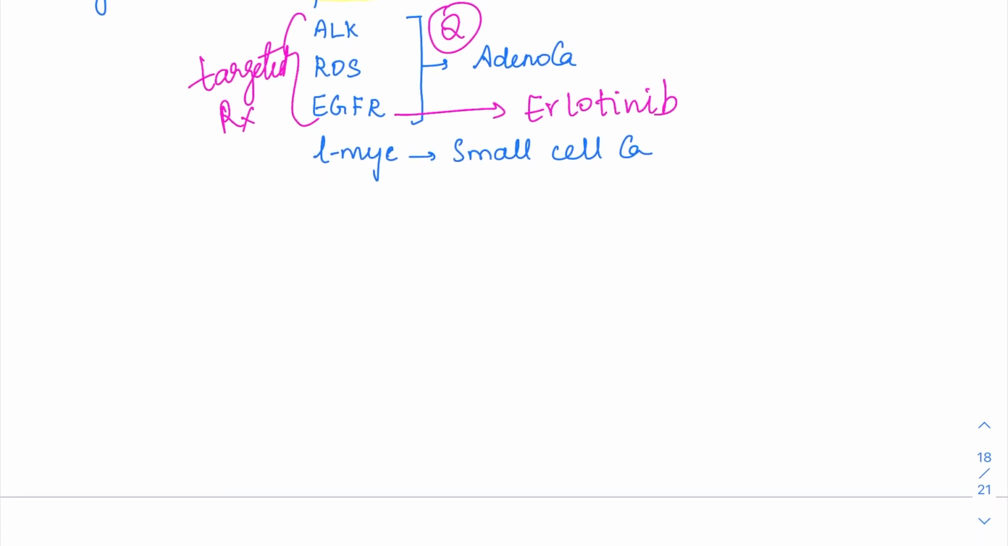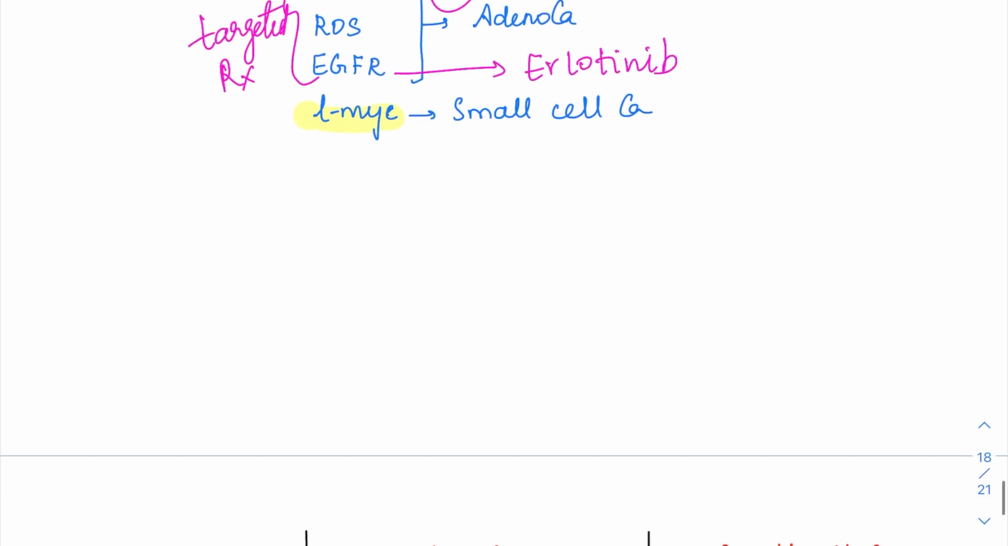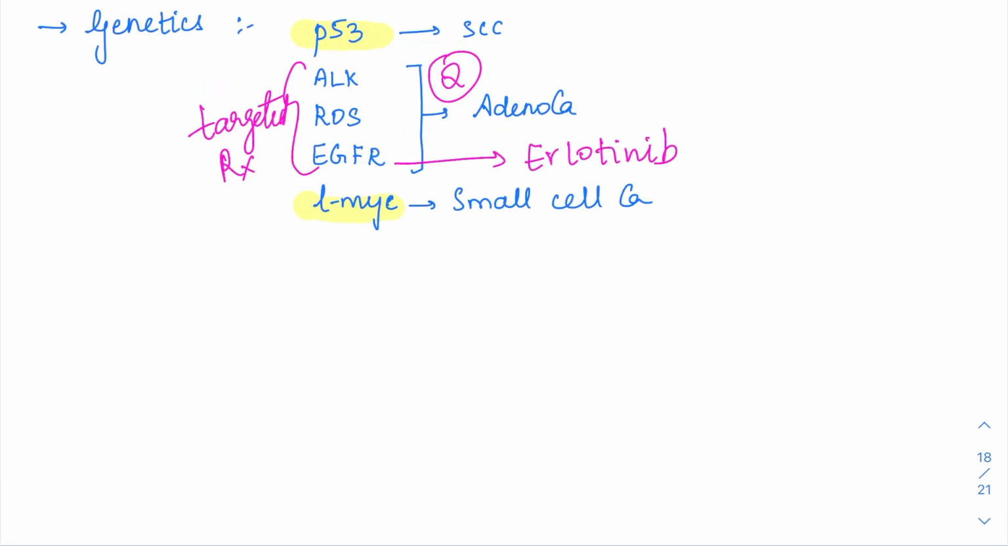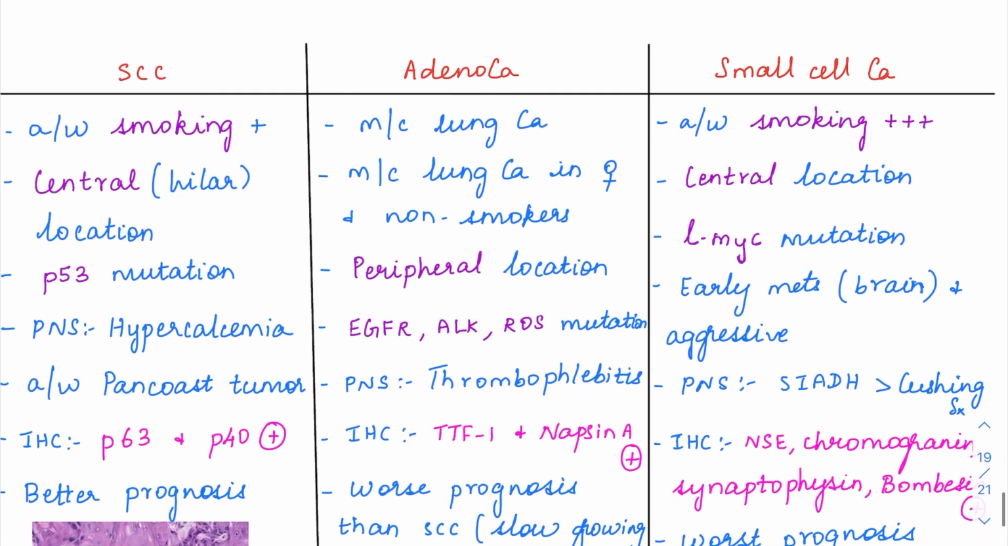Then in small cell lung carcinoma, it is going to be L-MYC mutations and amplifications. MYC, anywhere it comes, will have a very bad prognosis. So small cell carcinoma is also going to have a worse prognosis.